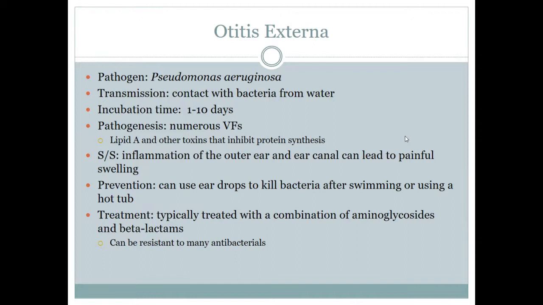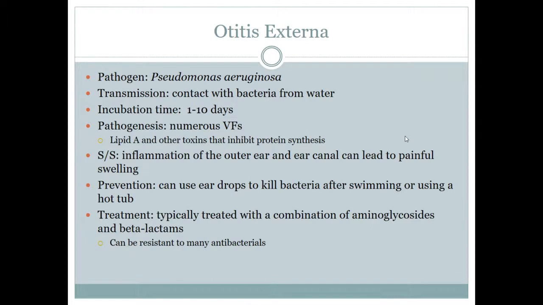Inflammation of the outer ear and the ear canal is going to be painful. It's going to hurt to the touch. It may be red. It may be warm. Antibiotic ear drops are the best way to go, or you can buy swimmer's ear drops, which is really just alcohol in a little dropper bottle. You can put that in your ear after swimming to kill the bacteria, to prevent it from causing the otitis externa.